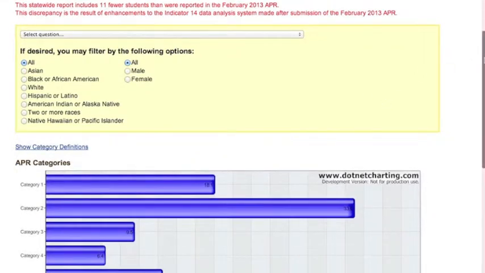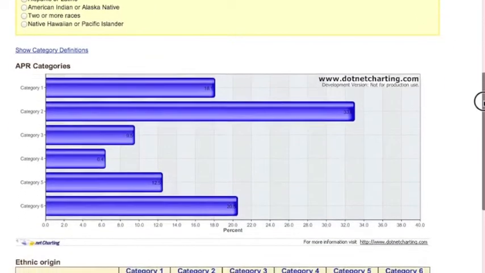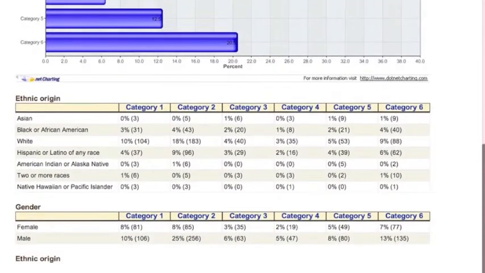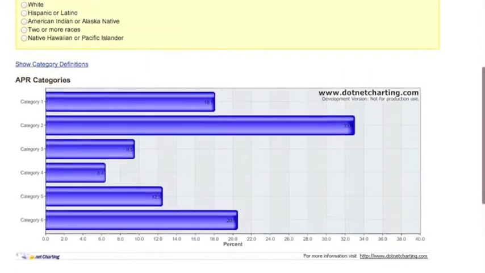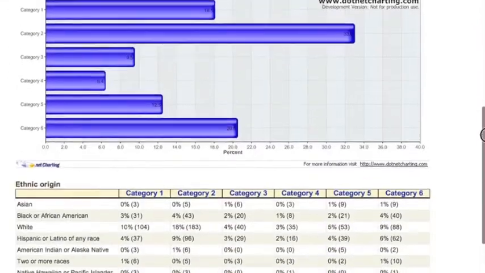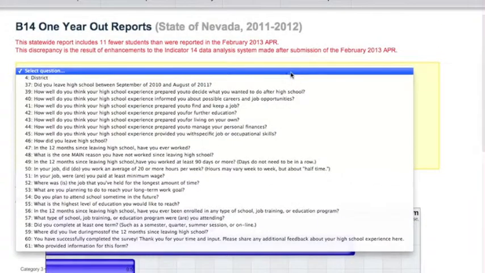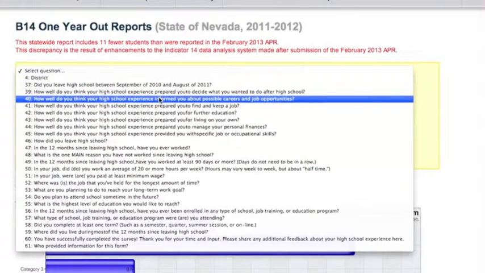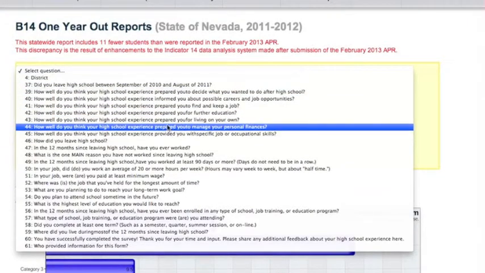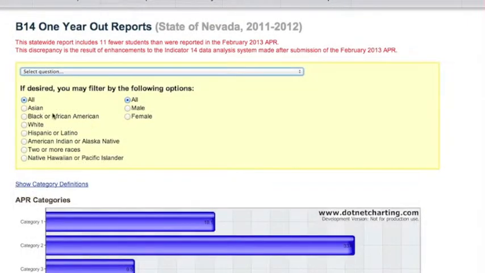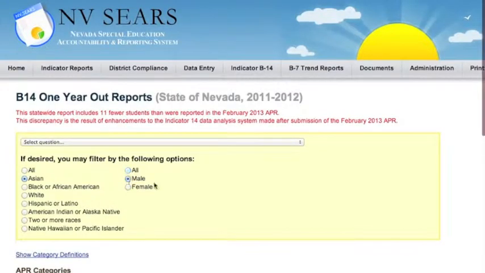So these 1 year out reports can be disaggregated into ethnic origin and gender, and even by question on the survey. So here's some questions on the survey, and a state user can go in here and see, well, how did my Asian males do?